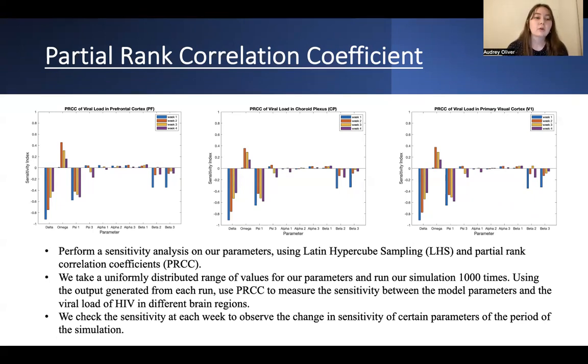And so looking at these graphs here, we see that our delta parameter has the most influence on the viral load in each of the three brain regions. And we also see that influence or sensitivity decrease each week or over time. And on the contrary, we see that alpha 1, 2, and 3 in all three outputs has little to no influence on the viral load in each of the three brain regions.